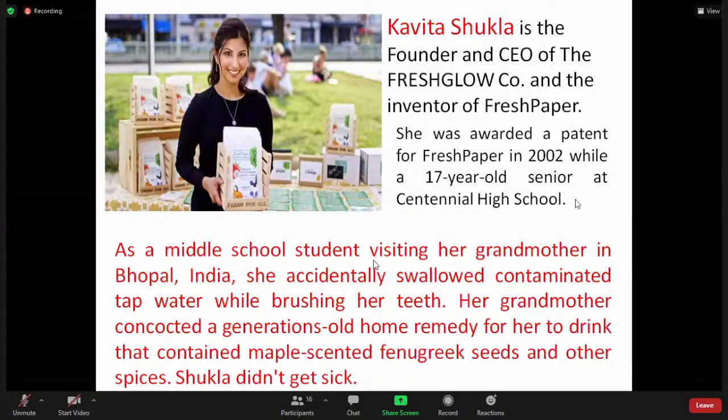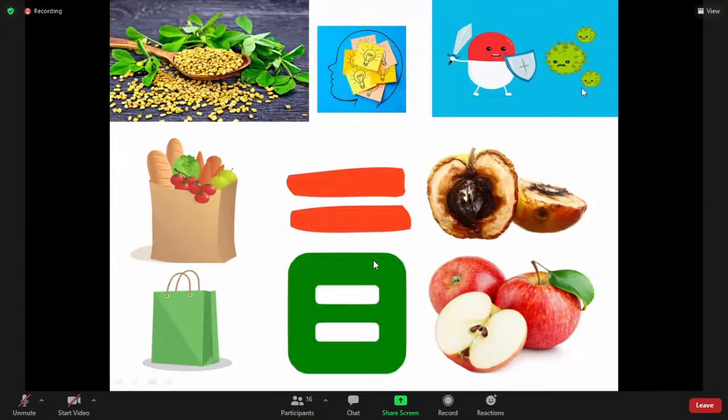She thought that fenugreek might have some antimicrobial property. Our books say that fenugreek has antimicrobial property. But how can this property be utilized as an invention? She observed that when fruits are kept in simple plain paper, they deteriorate in very few days, just 2 to 3 days.